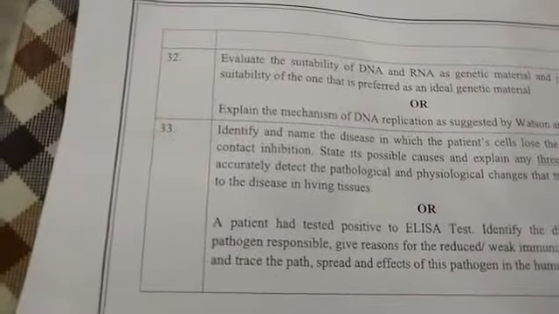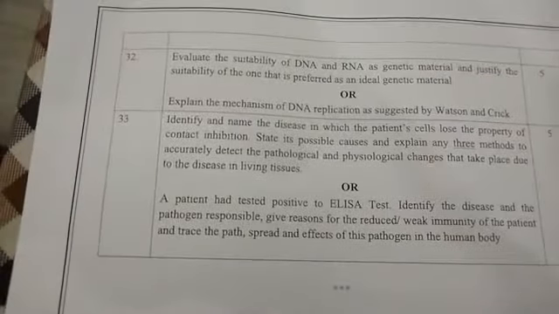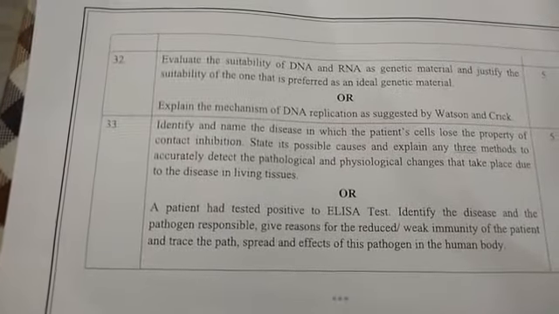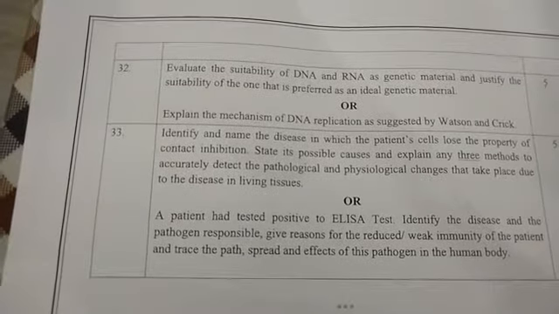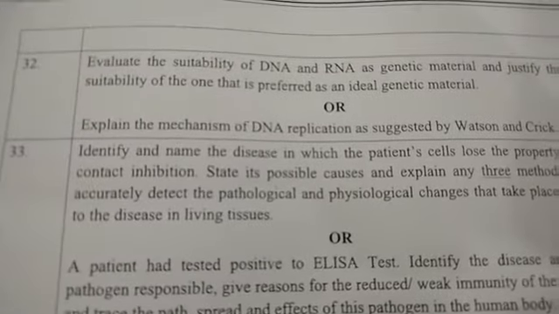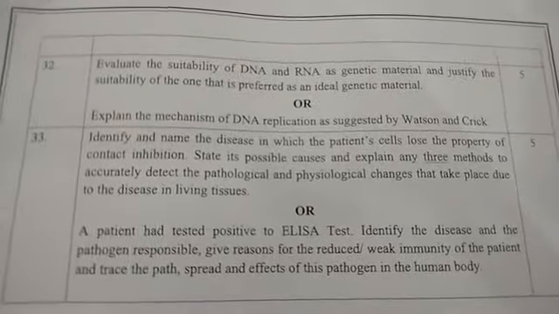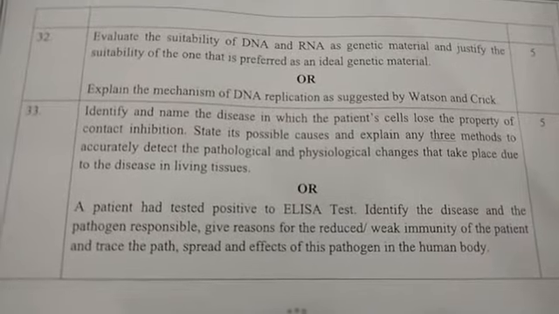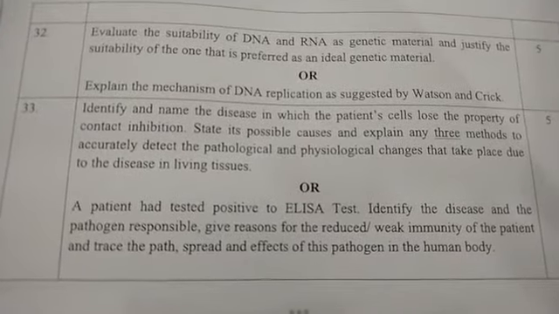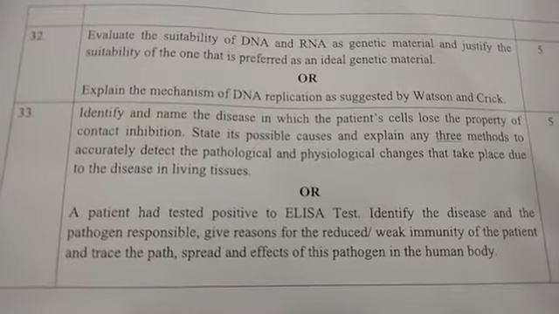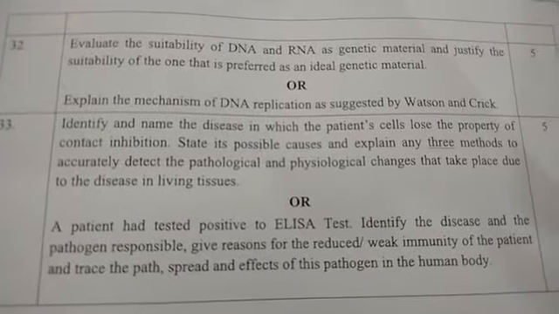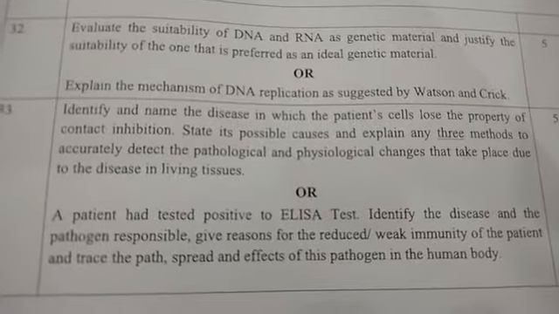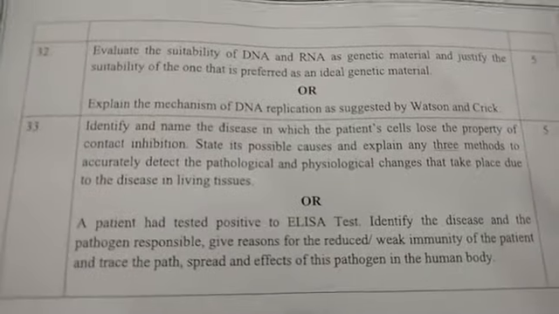And then, yes, we move to the last questions. 32nd question. Evaluate the suitability of DNA and RNA as genetic material and justify the suitability of the one that is preferred as an ideal genetic material. Explain. Everywhere there's an option for 5 marks questions. You can see that. Okay, Watson and Crick model. Then again, name the disease in which the patient cell lose the property of contact inhibition. Okay, and ELISA test. So with this, all the questions are complete.